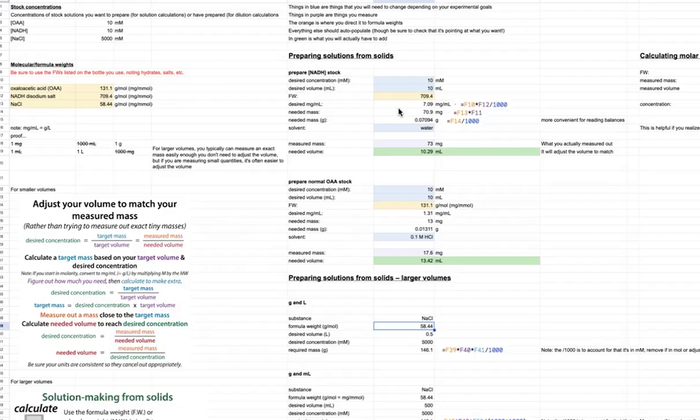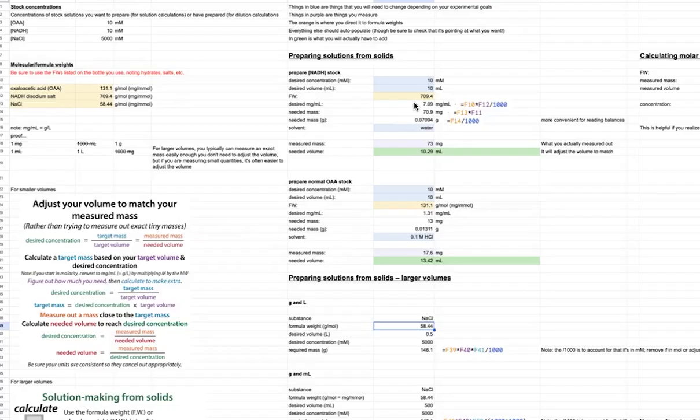Calculate the desired mg per mL. It will then calculate the needed mass, and it will also tell you the needed mass in grams, because that's typically how you see it written out on your scale and your balance when you're weighing things out. So it's convenient just to see what it's going to look like too. If you then make that precise exact mass, then that's great, and you can go exactly to your desired volume.